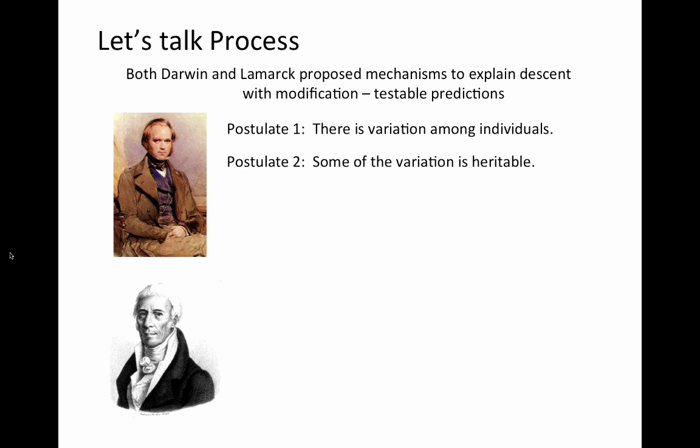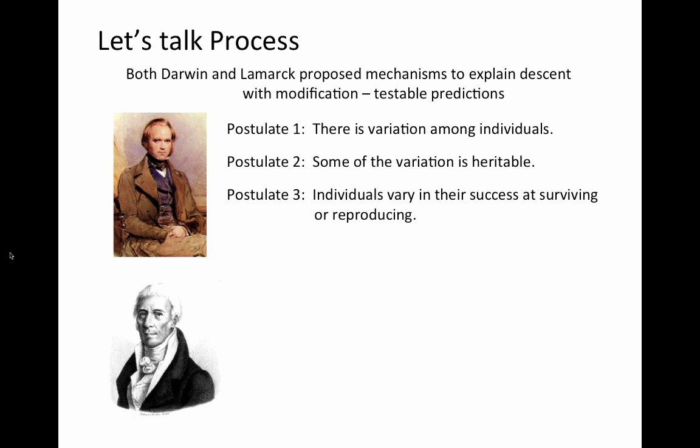Second is that some of that variation is heritable. So it's going to be passed on from parent to offspring. When we talk about heritability, we're talking about the tendency of offspring to resemble their parents. So those variations can be passed along from generation to generation.